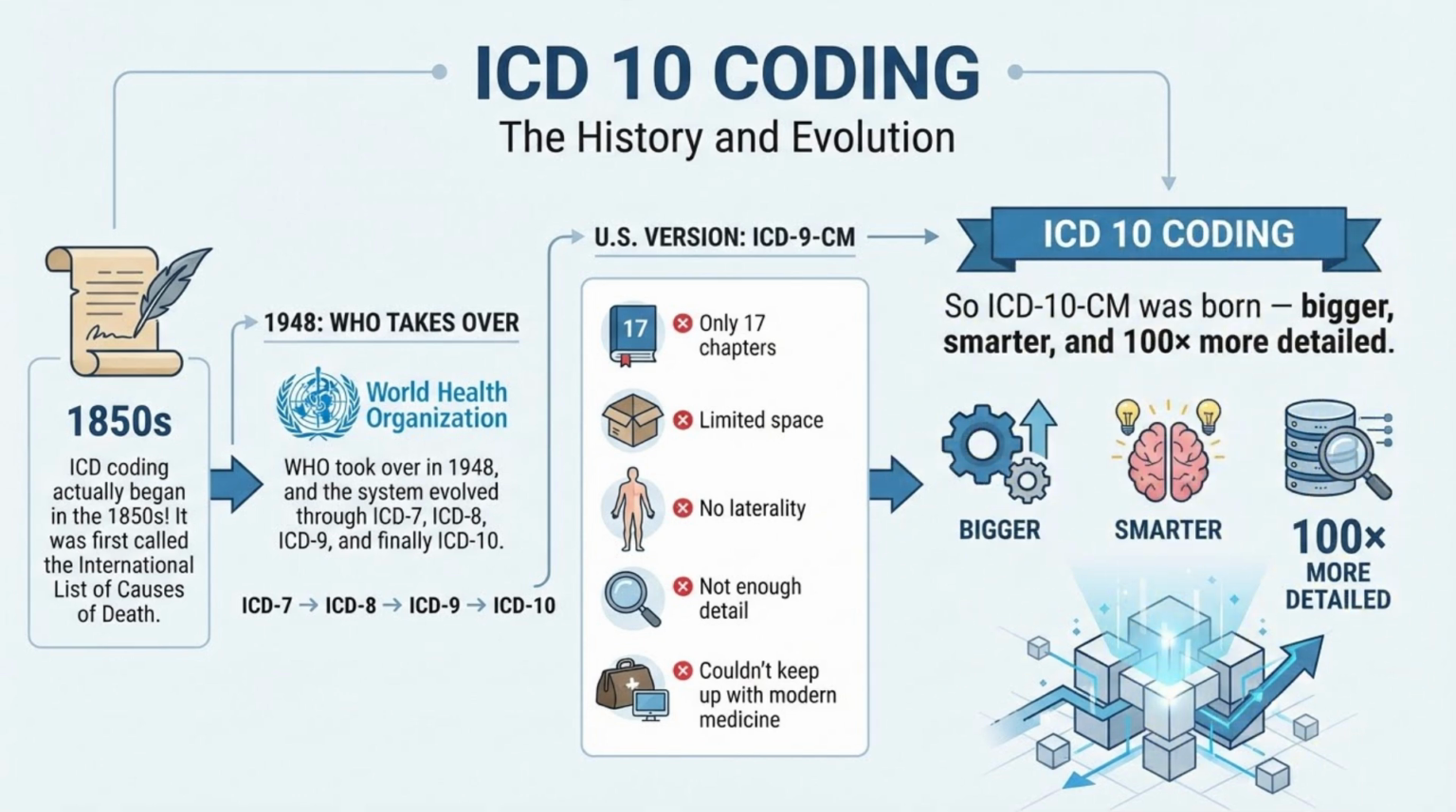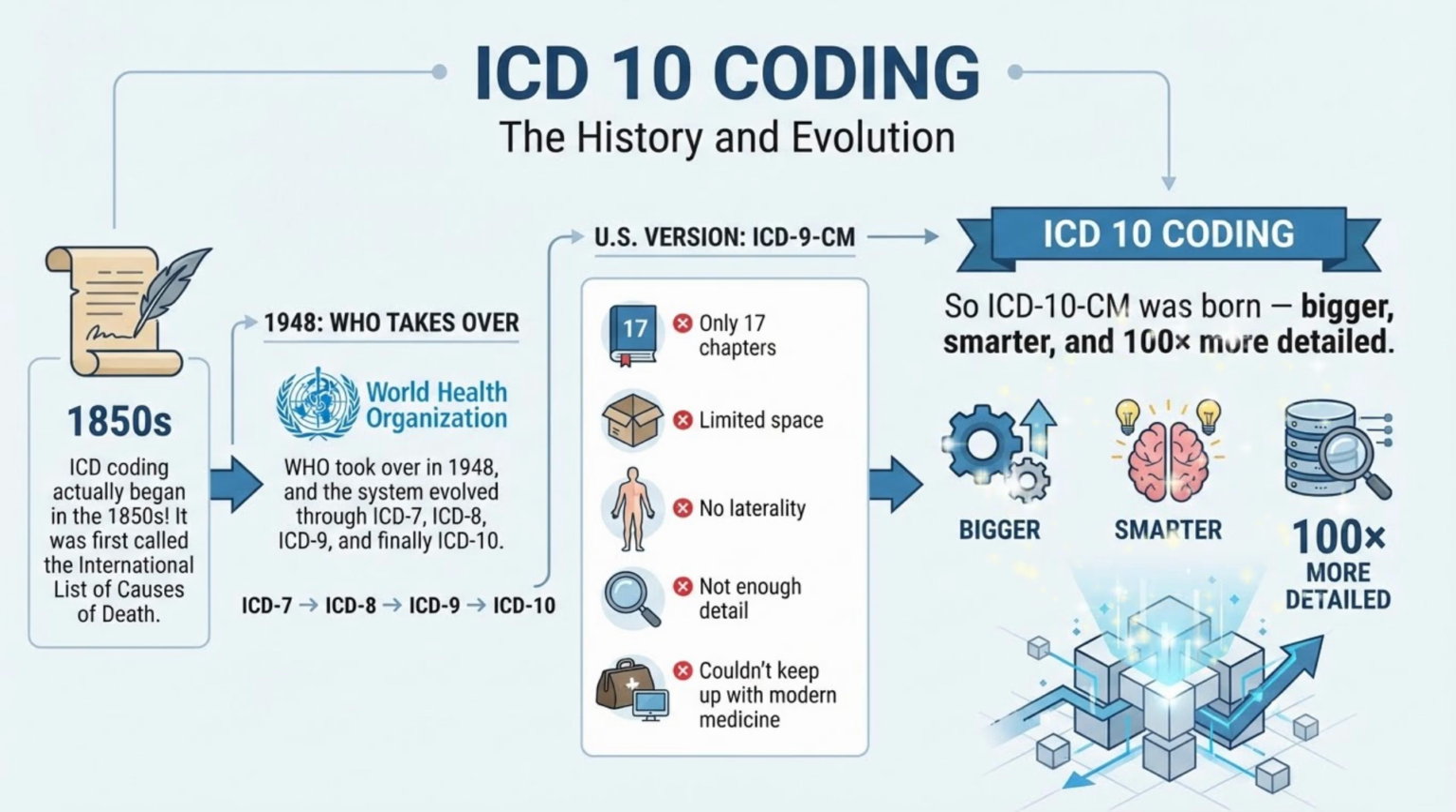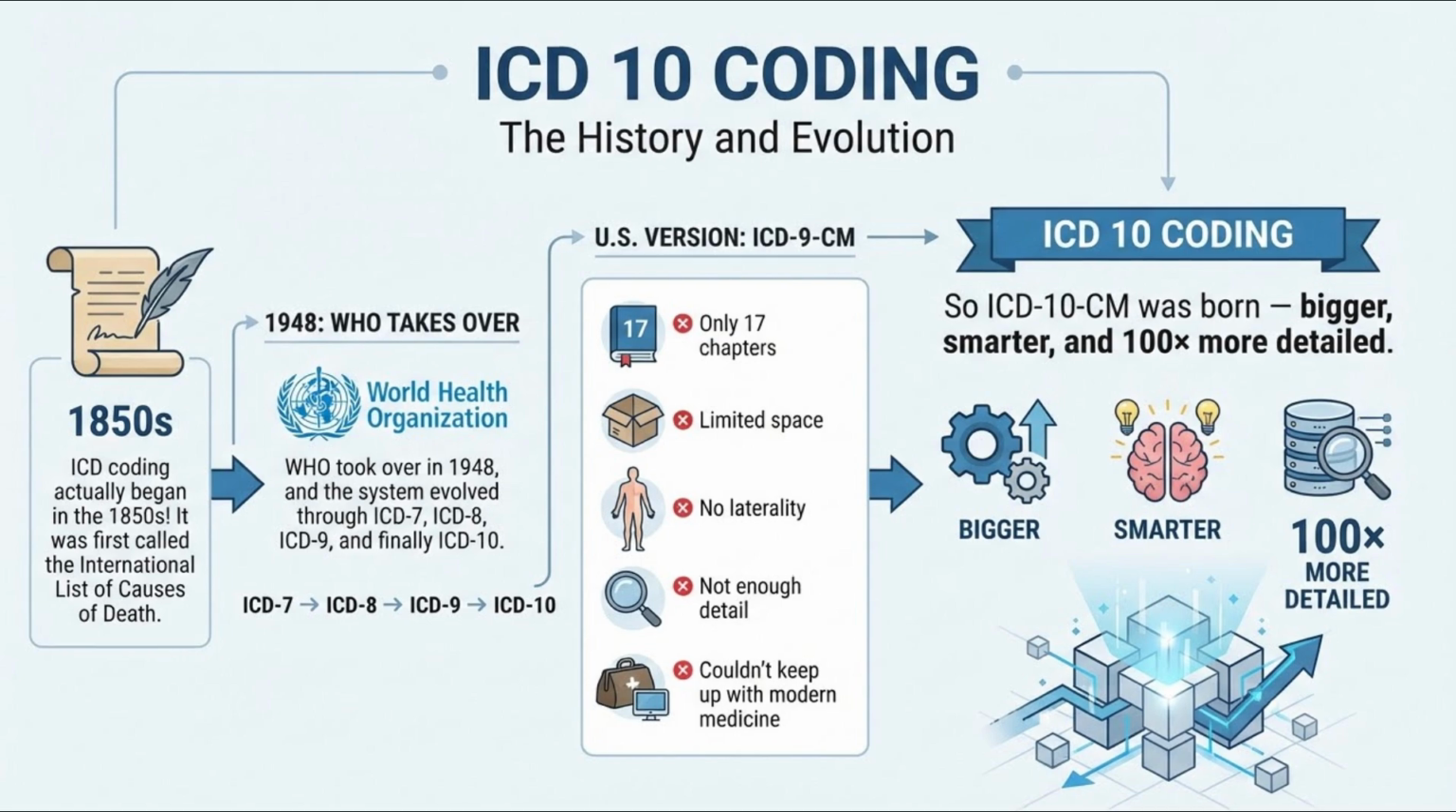ICD-10-CM has 21 chapters, approximately 73,000 plus diagnosis codes, and is highly specific with laterality, encounter type, anatomic site, and etiologies. So, ICD-10-CM was born. Bigger, smarter, and 100 times more detailed.